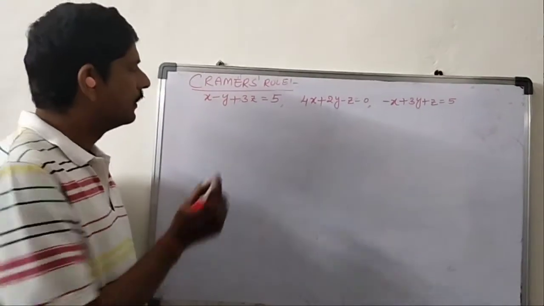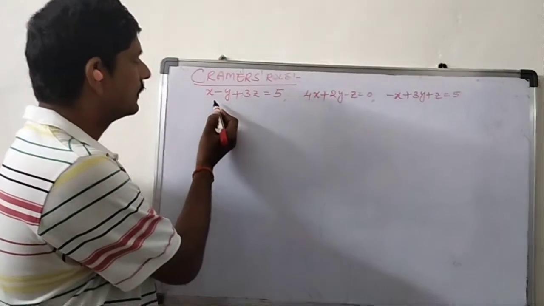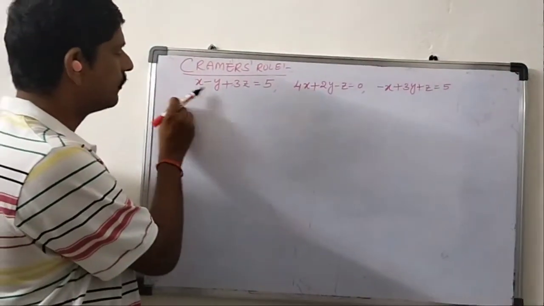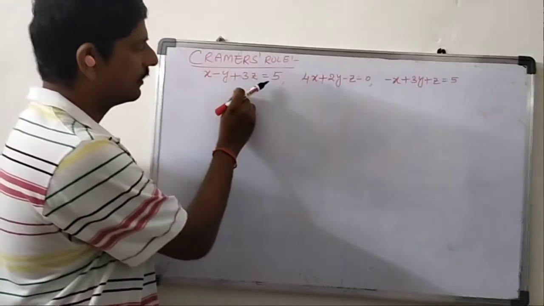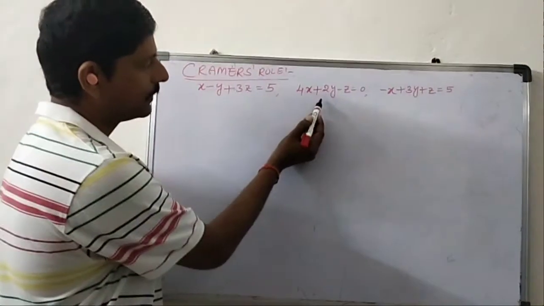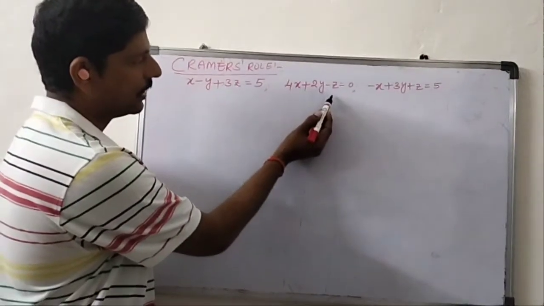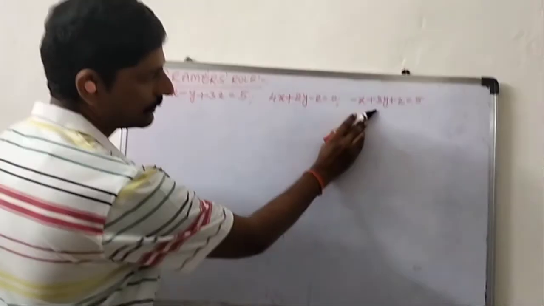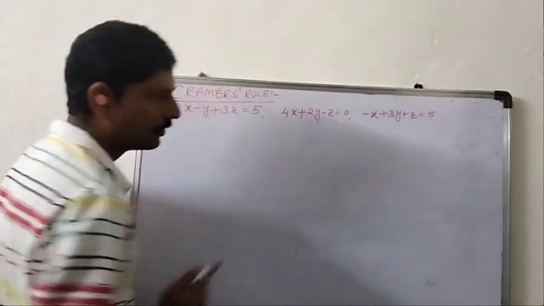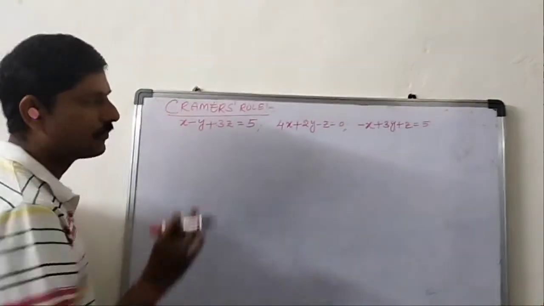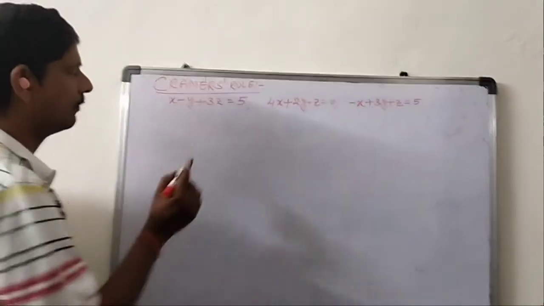Right students, so we solve one problem by using Cramer's rule. See here: x minus y plus 3z equal to 5. 4x plus 2y minus z equal to 0. Minus x plus 3y plus z equal to 5. First you have to write these three equations in matrix form.